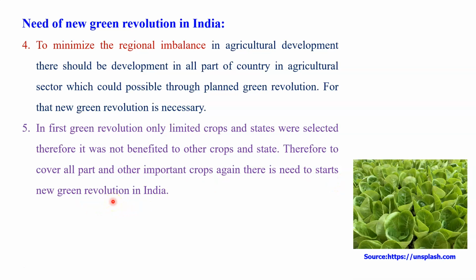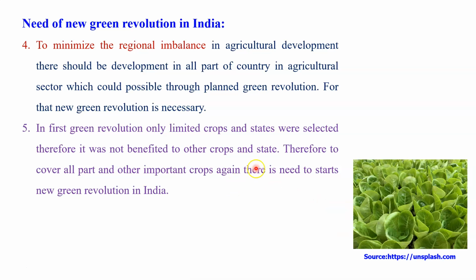Means what? This point is very simple, that you know that the first green revolution of India was implemented to increase the production of only a few crops like rice, jowar, bajra, wheat, maize and so many. But during that period the vegetable crops were not included, the food crops were not included, the pulses crops were not included. But we need to increase income, and the production of these crops is also required. And for that purpose, we need this green revolution again.